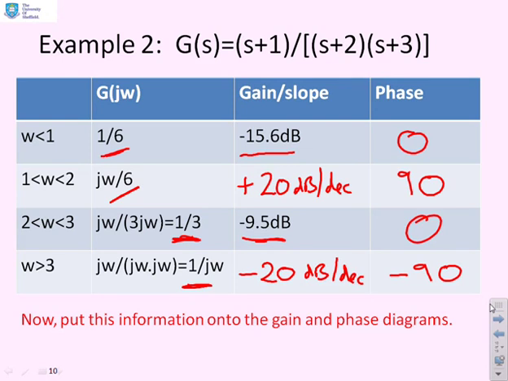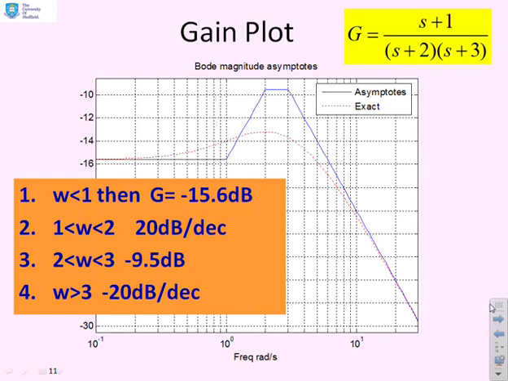So now what I'm going to do is take the information in this table to construct my gain and phase diagrams. So here you'll see we've done the gain approximation. If frequency was less than 1, we had a fixed gain, there it is, minus 15.6 decibels. Between 1 and 2, we had a slope, here it is, of plus 20 decibels per decade. Between 2 and 3, we were constant at minus 9.5 decibels, and then we had a slope of minus 20. So hopefully you're beginning to see how quickly we could do this. We can just basically sketch the slopes.